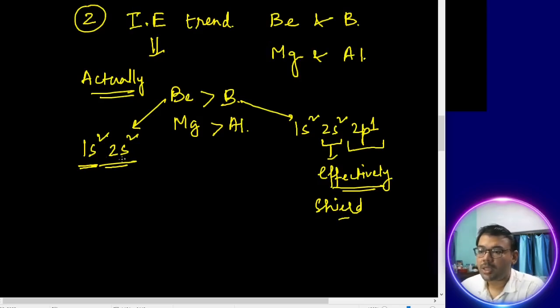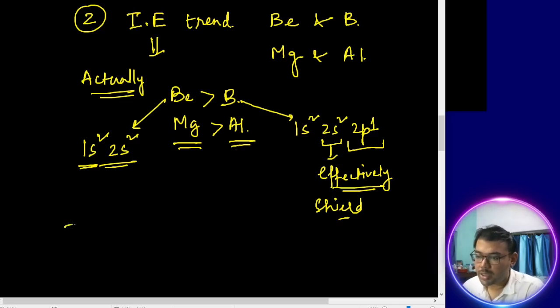But for beryllium, the effective nuclear charge for the 2s electron is going to be higher than in the case of boron. This is the similar reason why magnesium's ionization energy is greater than aluminium's. So this is a beautiful understanding of periodic trends with the help of the shielding constant.